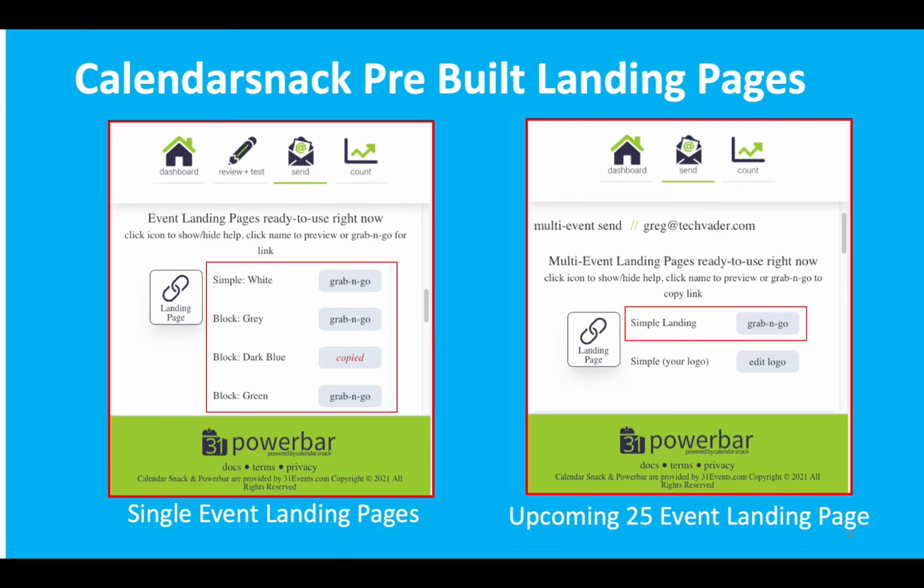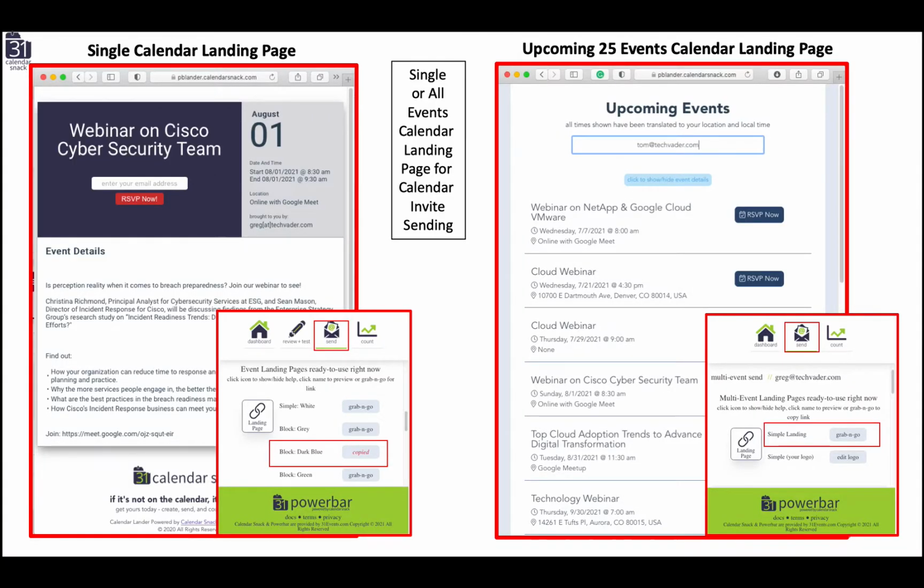So with that said, with every RSVP button, there is a landing page as well, auto-generated from your calendar. These can be used in conjunction with the RSVP buttons, and in particular, we have landing pages for single events, and then we have something for the upcoming 25 events, which is every time you send us a Calendarsnack, we keep track of them for the upcoming event landing page, and you can use that code as well to promote your event. So with that said, this is how these work.